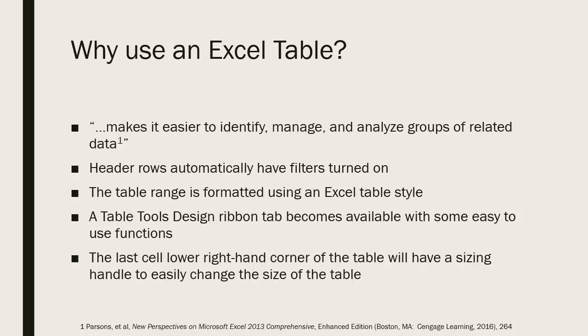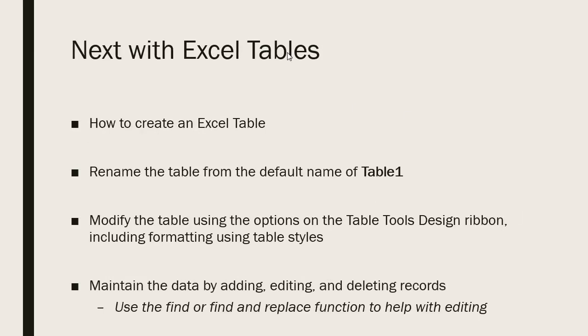When you're using an Excel table, your header row will automatically have filters turned on. The table range is formatted using an Excel table style. A Table Tools Design Ribbon tab becomes available with some easy-to-use functions. And the last cell in the lower right-hand corner of the table will have a sizing handle to easily change the size of your table. All of those contribute to the benefit of using an Excel table, how it makes your life using the data in Excel easier.